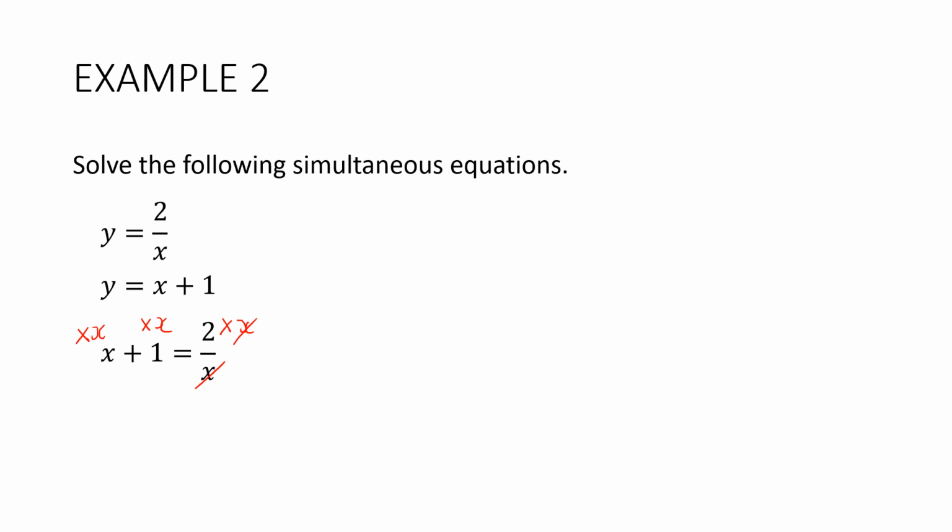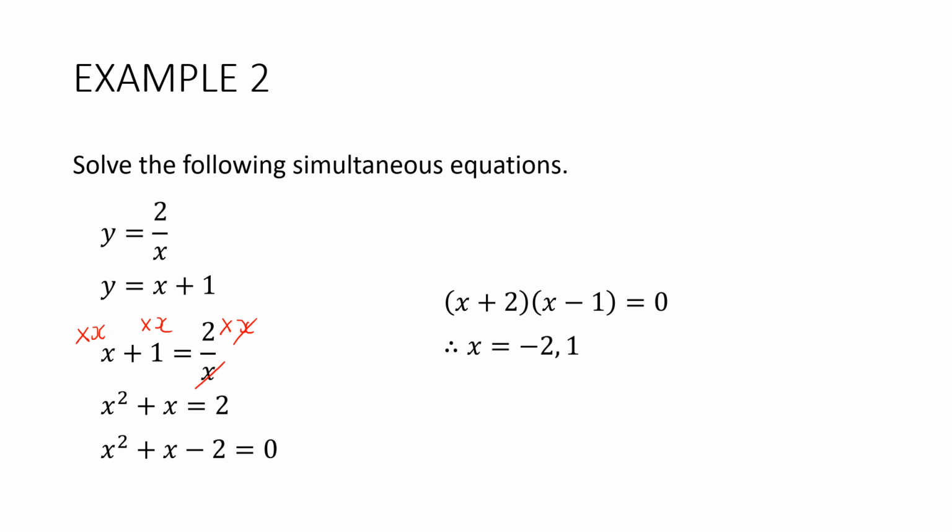So tidying up, we get x squared plus x is equal to 2. Taking our 2 over, x squared plus x minus 2 is equal to 0. Assume that you can factorize. And we can, can't we? It is x plus 2 in brackets multiplied by x minus 1 in brackets is equal to 0. So x is equal to negative 2 or 1.